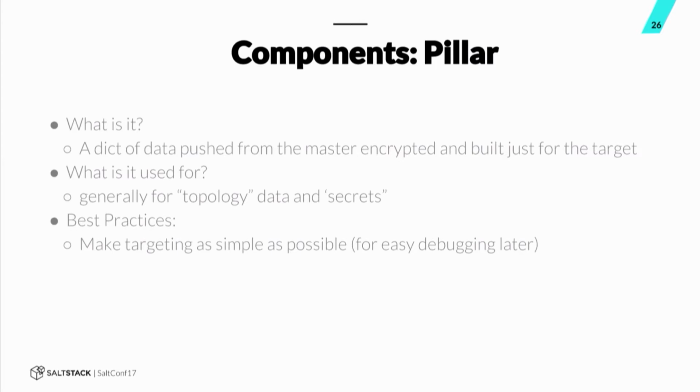So it's generally used for topology information, like what should be where, config options, those sorts of things, as well as secrets. So best practices here, make sure that your targeting is as simple as you can get it. Since the pillars are rendered master side, any complex targeting that you're doing is all going to be executed on the master. So you're going to want to try and keep it simple so that it'll scale well.